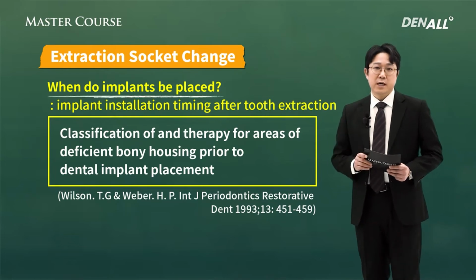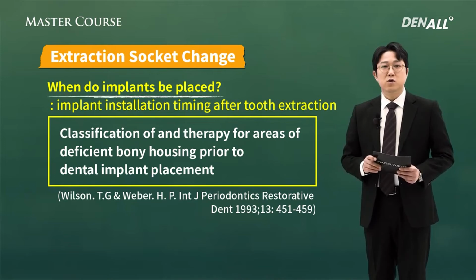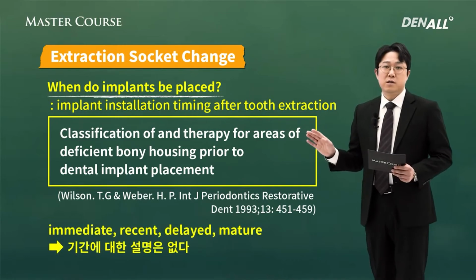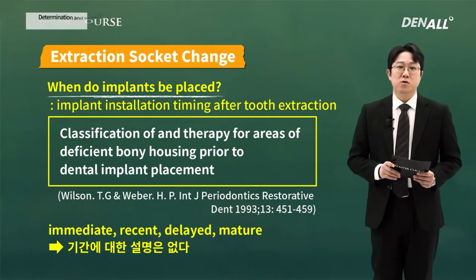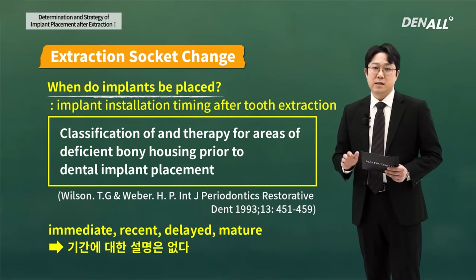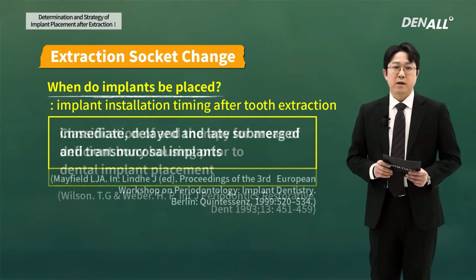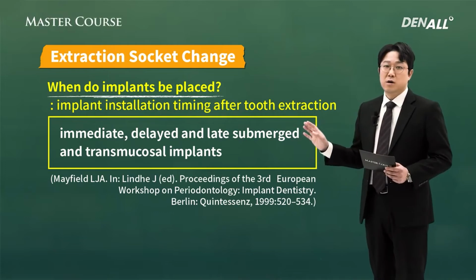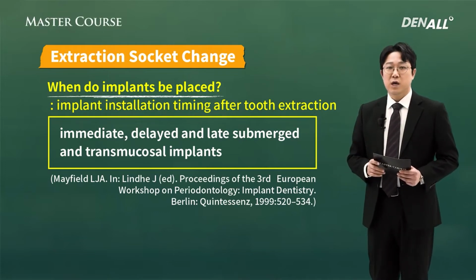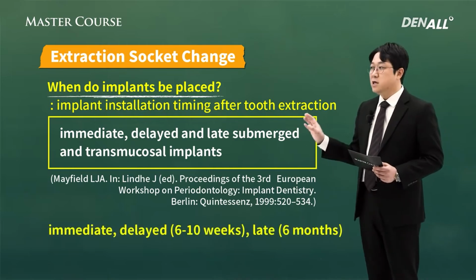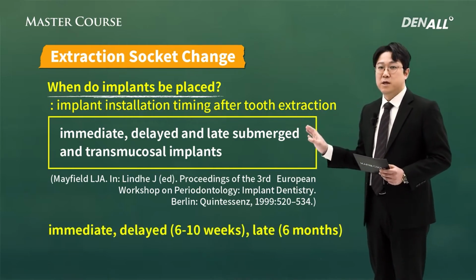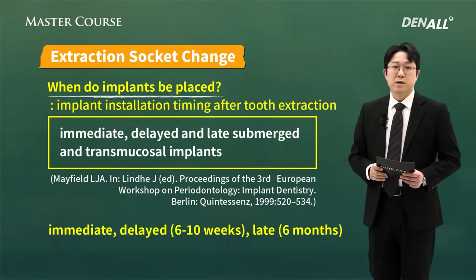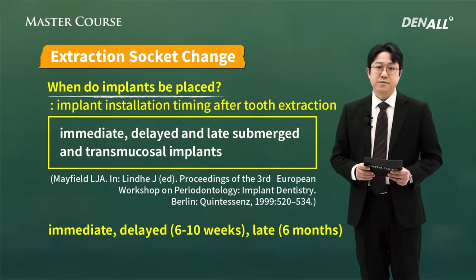Regarding implant placement after extraction, a lot of research has been done on the period. In 1993, Wilson first categorized the period as immediate, recent, delayed, and mature. But there was no explanation about the period. And in 1999, Mayfield, for the first time, talked about the period, and the classification started since immediate, delayed, which is 6 to 10 weeks later, and late placement, 6 months later. This classification was announced.